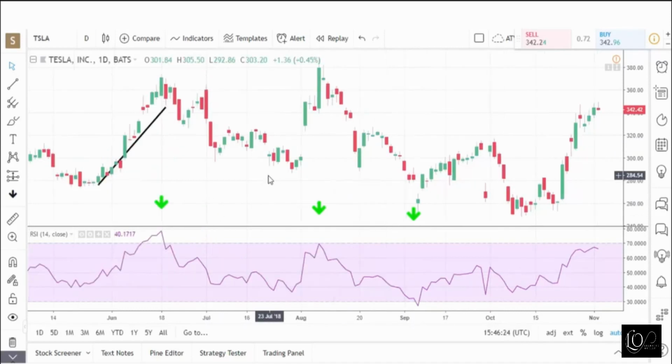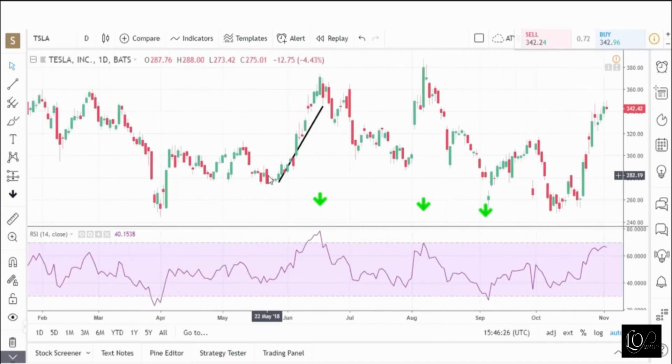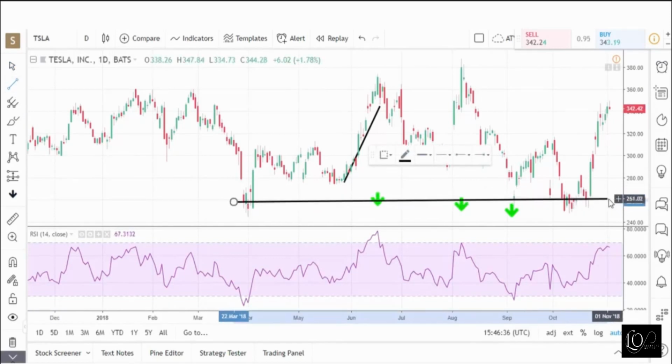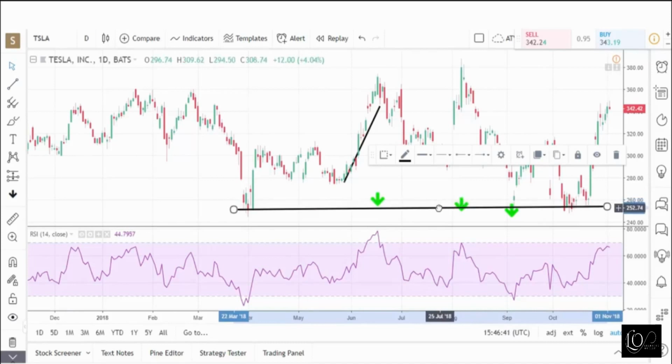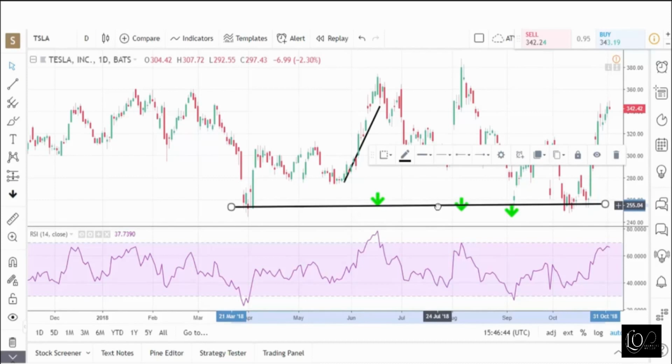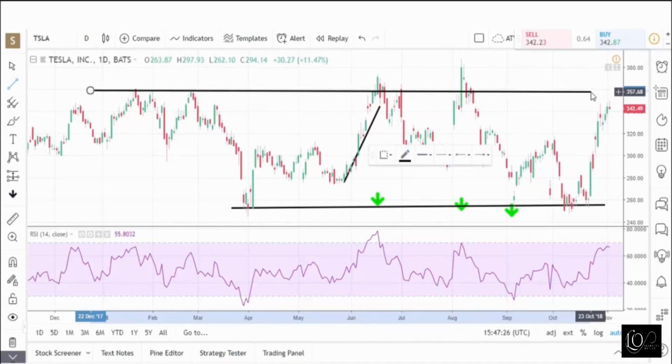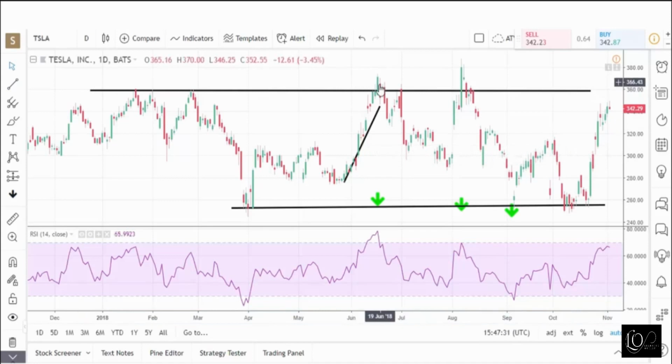But let's zoom out a little bit. And what we'll see is that the RSI, if we draw in a couple of trend lines, we have support here around this level. We have resistance here, which the stock did move through, but then came right back through within a day or two in each case.